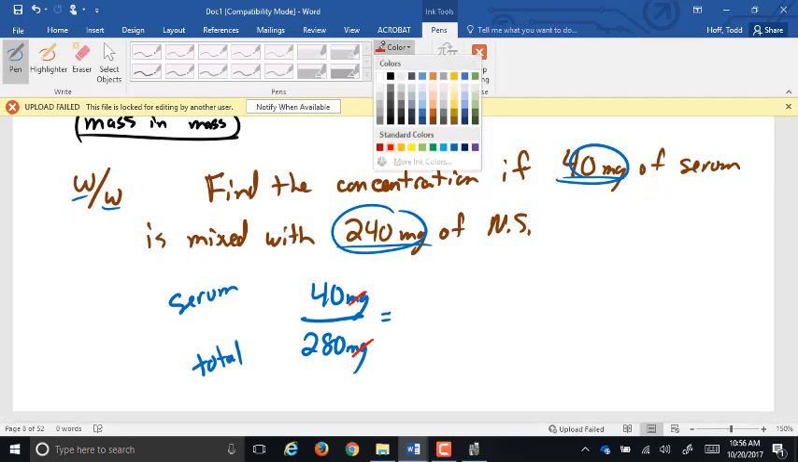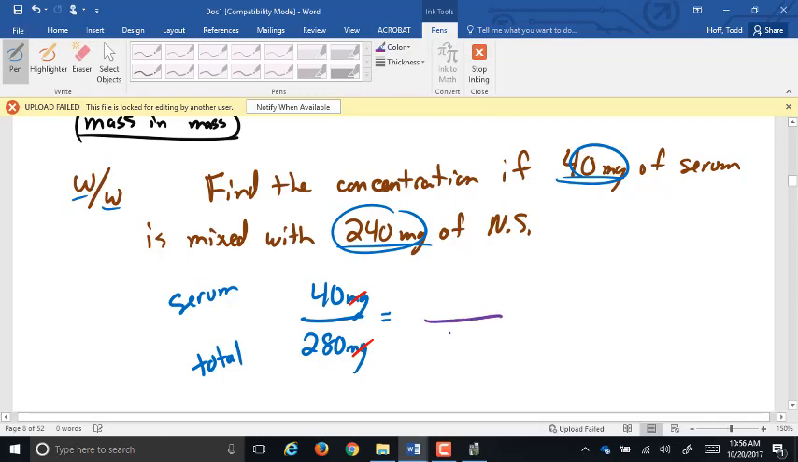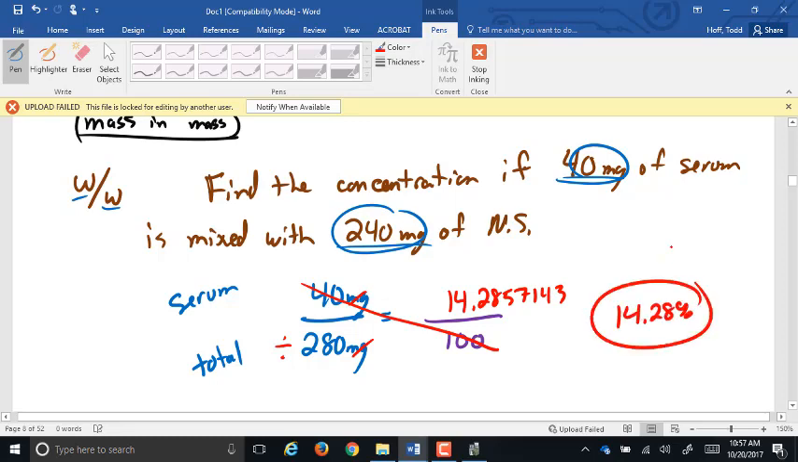So the milligrams will cancel out. Now on the other side, we're turning it into a percent, so it's out of 100. If we do 40 times 100 divided by 280, it is approximately 14.2857143. We'll call it 14.28%. For percents, yes, percents are always out of 100. Remember, percent means out of 100.